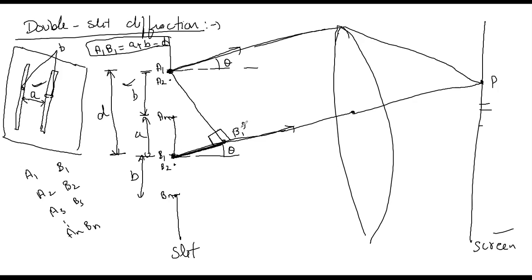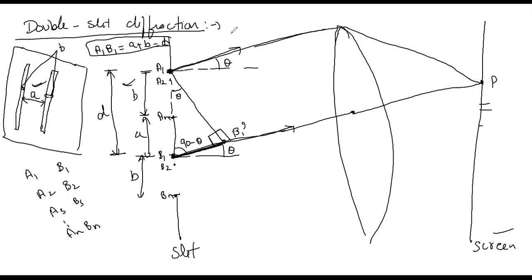B1 prime, basically. How much is this extra distance? We can do that calculation easily, as we did in the single slit. If this angle is theta, this angle is going to be 90 minus theta. If this angle is 90 minus theta, that means this angle is going to be theta.